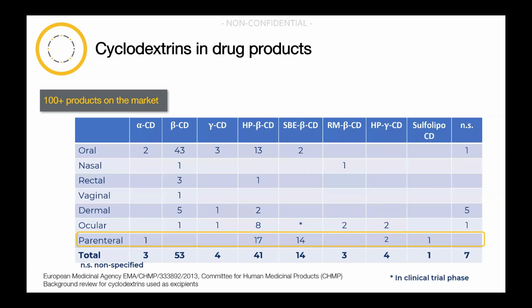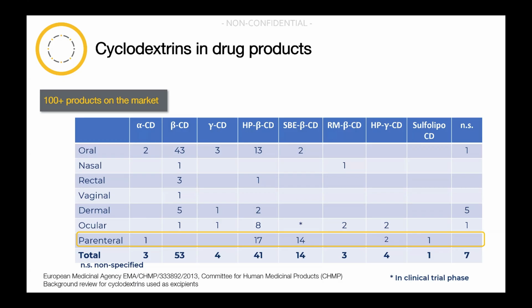You can see here it's not the best or not so up to date, this table, but it shows very well that most of the products with cyclodextrins are oral and parenteral, and that the focus of parenteral cyclodextrins are on hydroxypropylated and sulfobutylated beta cyclodextrins, and some are the hydroxypropylated gamma and one alpha cyclodextrin parenteral formulation.